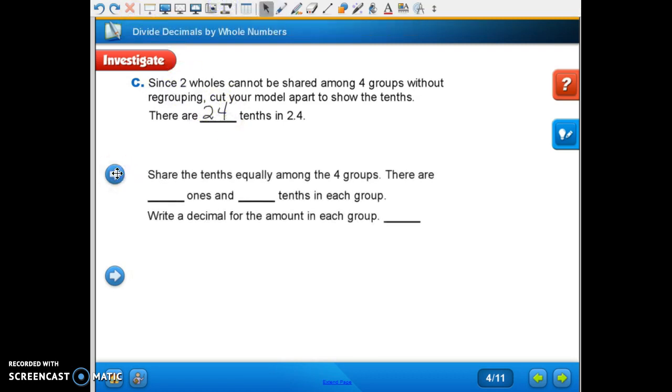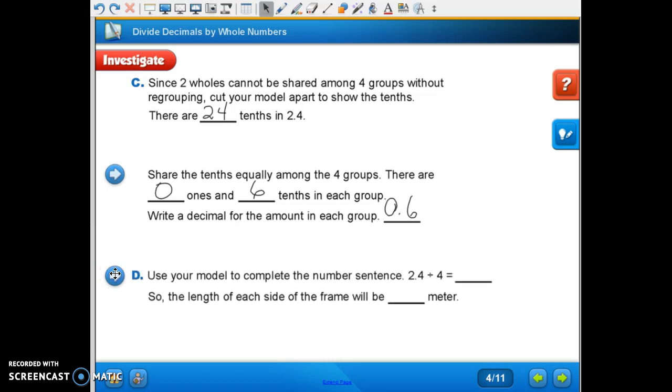Share the tenths equally among groups. There are how many ones? Do we have any whole squares anymore? No. Okay, so go ahead and divide your tenths equally among those 4. So now in our little circle that we did, we have no ones, but how many tenths in each one? 6. Write a decimal from the amount in each group. So we have 0 ones and 6 tenths.